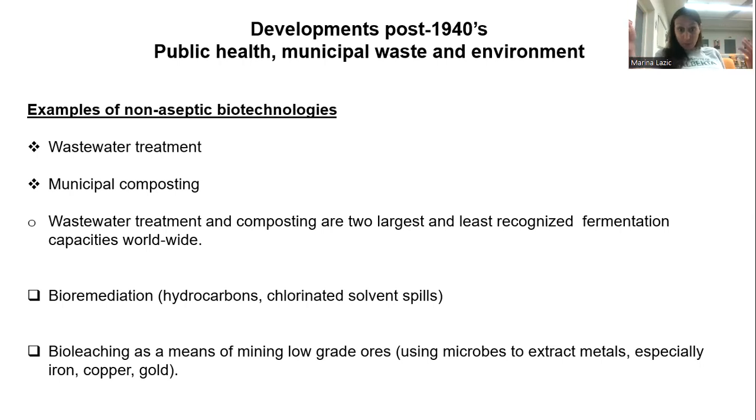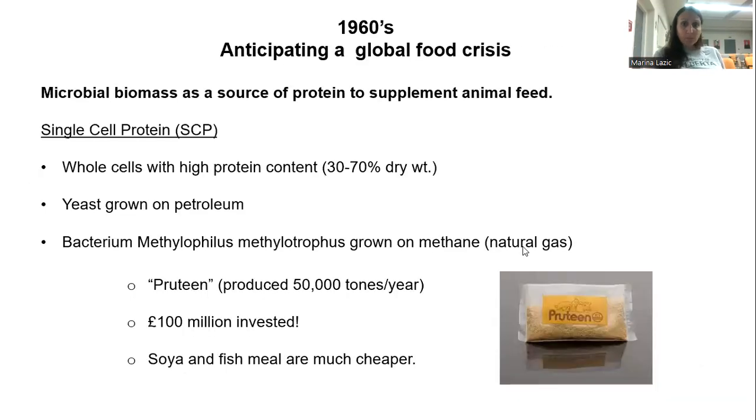Then bioremediation, so basically when you treat soil or water with some microbes that can collect toxic chemicals from that environment and ingest them, so it doesn't have to be sterile. Bioleaching is a means of mining low-grade ores, so basically you use microbes to extract metals, especially iron, copper, and gold. That's a very famous technology used in the mining industry.